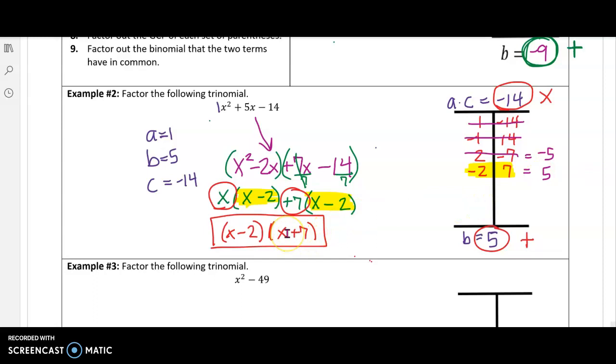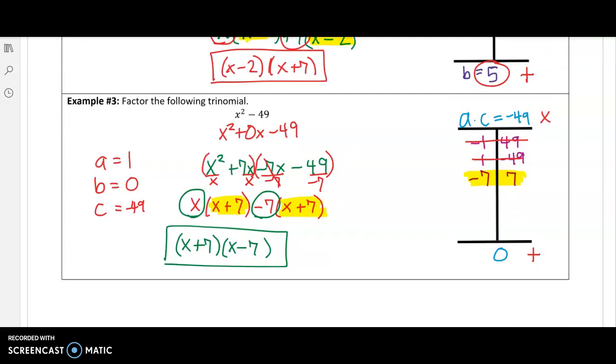Okay, I want you to really give example number 3 a try. So give number 3 a try. I'll give you a hint. The B value is 0. So go ahead and try example number 3 on your own, and then unpause and see what the solution is.